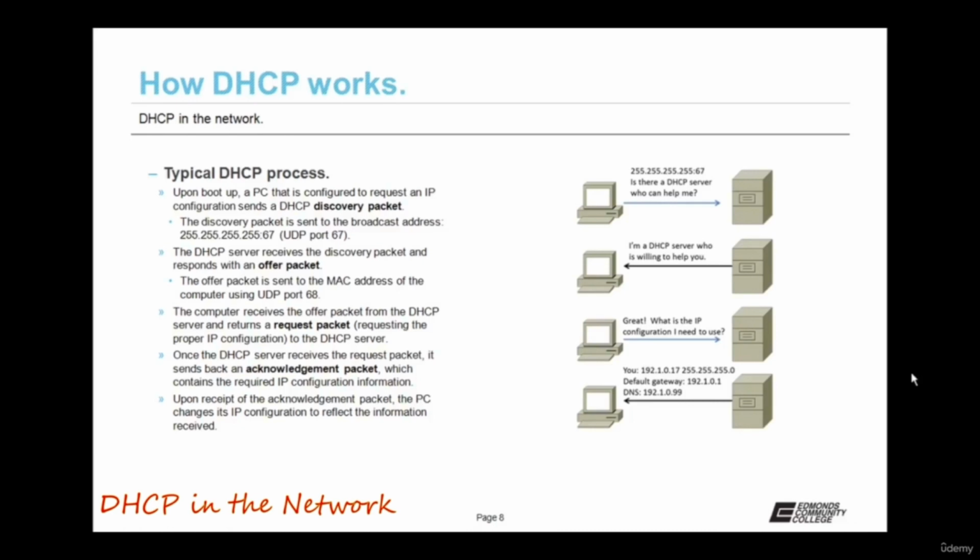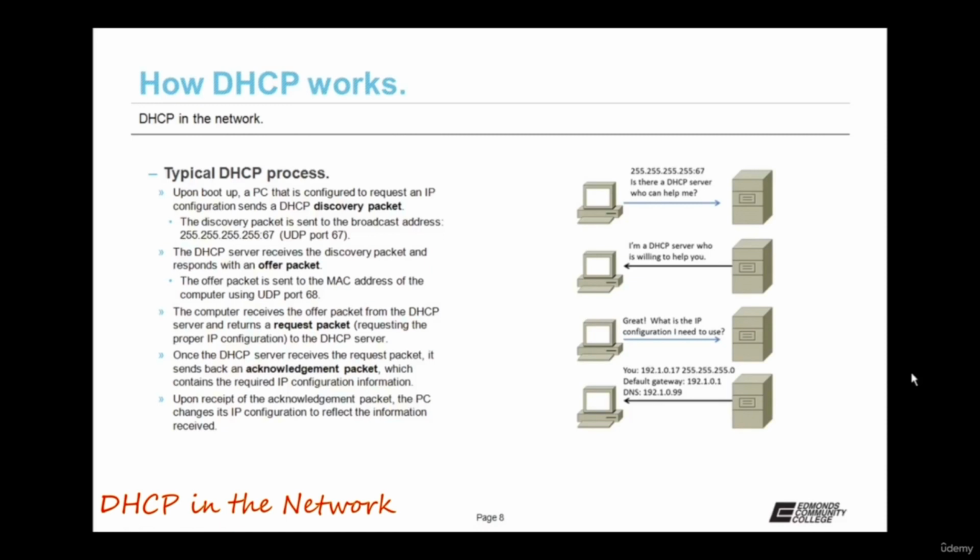When the DHCP server receives the discovery packet, it responds with an offer packet, basically saying, hey, I'm here to help. Now, the offer packet is sent back to the MAC address of the computer requesting help, and it's sent on port 68. Once the computer receives that offer packet from the DHCP server, if it's going to use that DHCP server, it returns a request packet. That means it's requesting the proper IP configuration from that specific DHCP server.